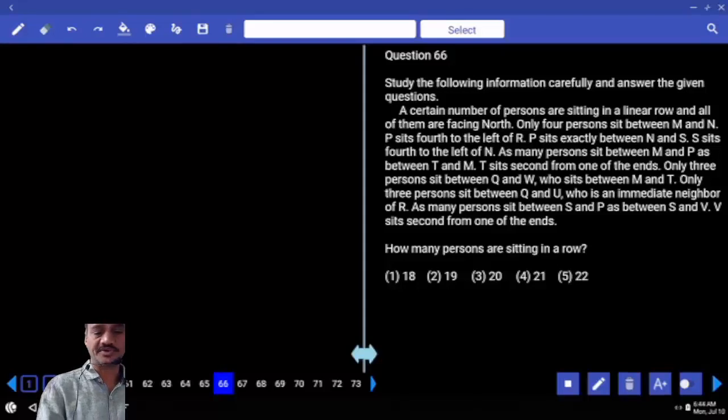Now paper number 40. IBPS Clerk Prelim paper number 40. Now in this one, question number 66 onwards.